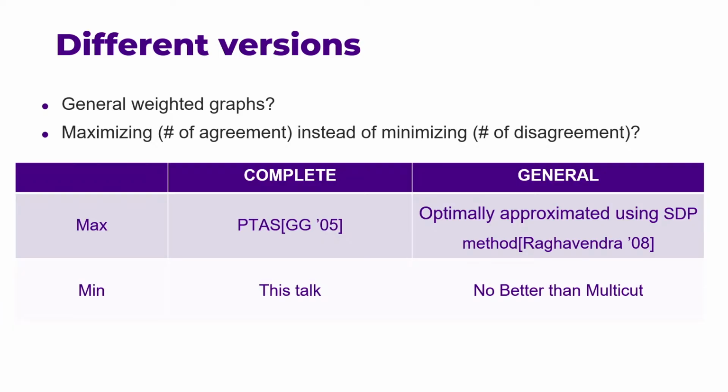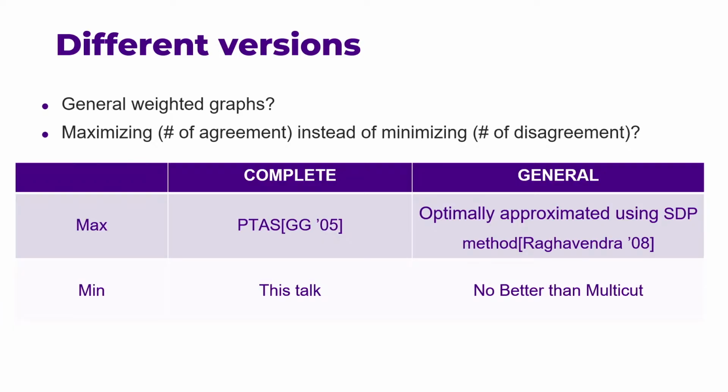So it's already solved. For the min version of the general case, it has been shown that this problem is actually equivalent to the multi-cut problem. For multi-cut, the best possible is an order log n approximation ratio, and it's believed this is the lower bound. And for the complete case, if you consider the maximum version, it's already shown there is a PTAS. So this is the best we can hope. There is nothing we can do for these other 3 cases. We can only try to do something for the min complete case.